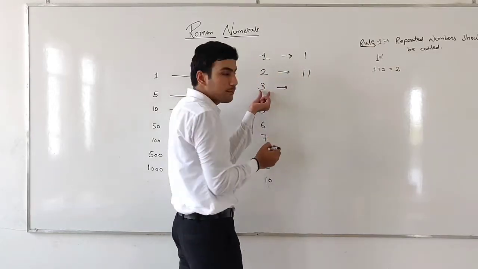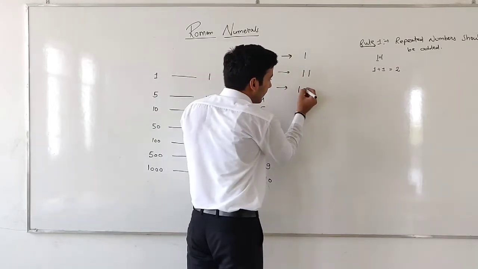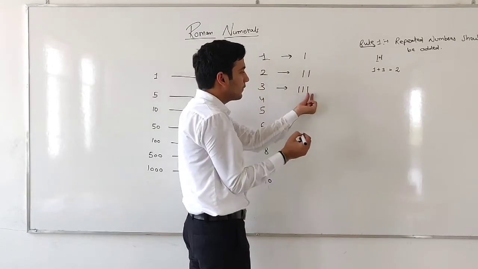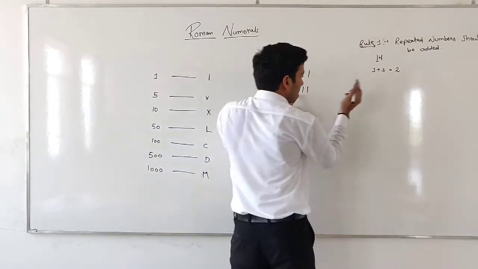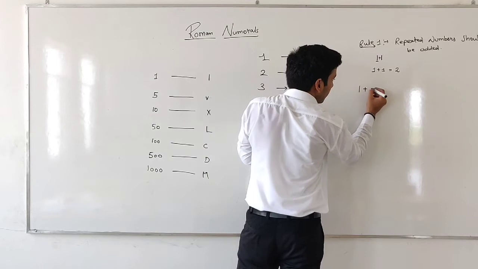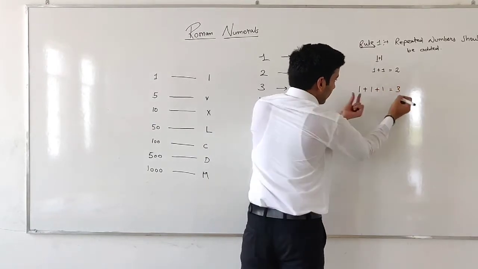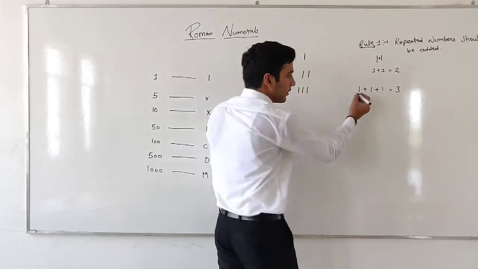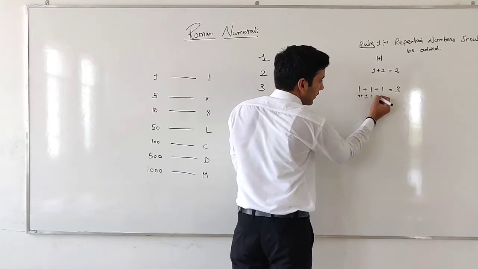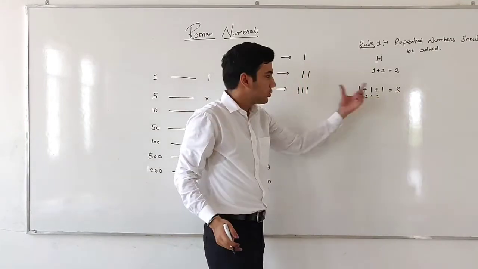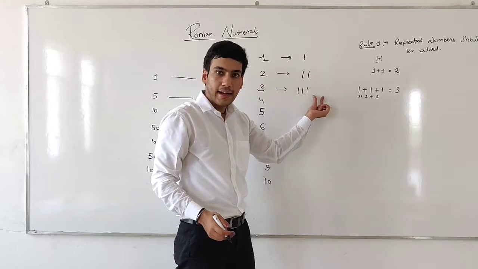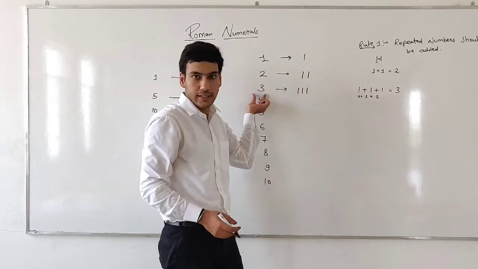Next, what is the Roman symbol for 3? Again, this is I, I, I, that is, 1 plus 1 plus 1. This is the Roman symbol for 1, so 1 plus 1 plus 1 means 3. So this is III. This is the Roman symbol for 3.